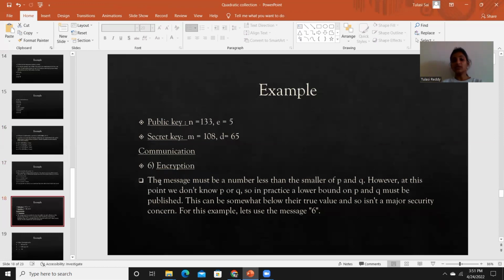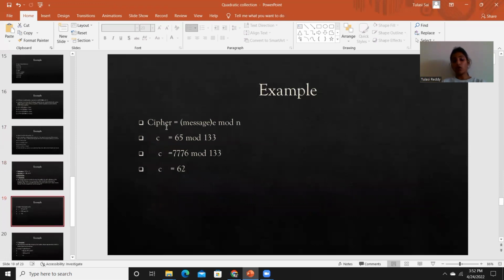Coming to the encryption, the message must be a number less than the smaller of p and q. However, at this point, we don't know p or q. So in practice, a lower bound on p and q must be published. This can be somewhat below their true value and so isn't a major security concern. For this example, let the message be 6.